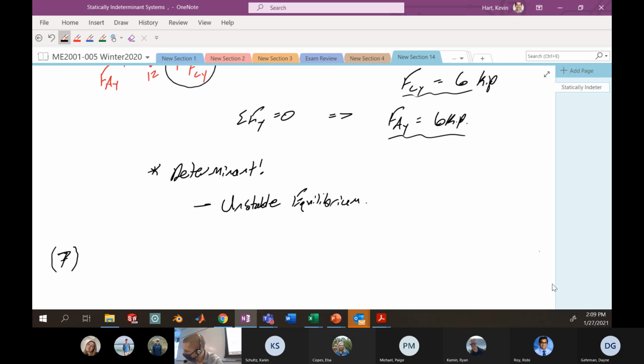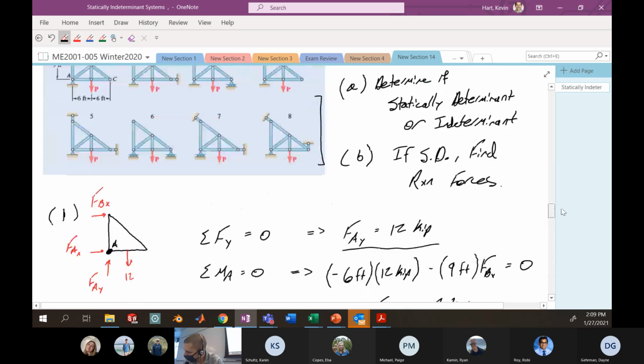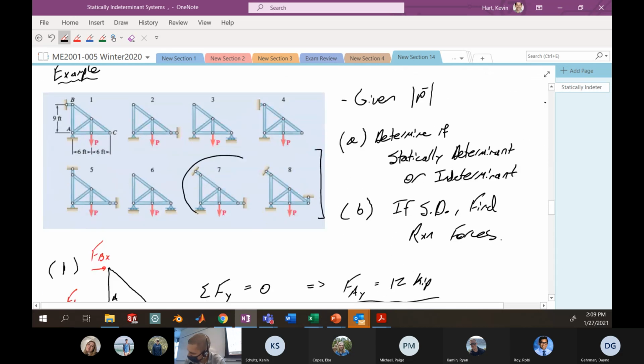Let's look at situation 7 here. So here we are with this guy. We've got this pin at A, and we've got these reaction forces here at B and C. At C, we've just got a horizontal force. At B, we have a force in this particular direction. And with this reaction force, we're going to have a singular force in the direction of the link.